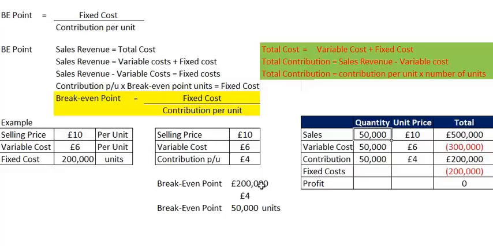Fixed cost is 200,000. As we can see here, we deduct fixed cost from contribution margin. We get 0 when we deduct fixed cost from contribution margin. You can see at 50,000 level of activity, we did not make any profit, neither did we make any loss. This is how we calculate break-even point.